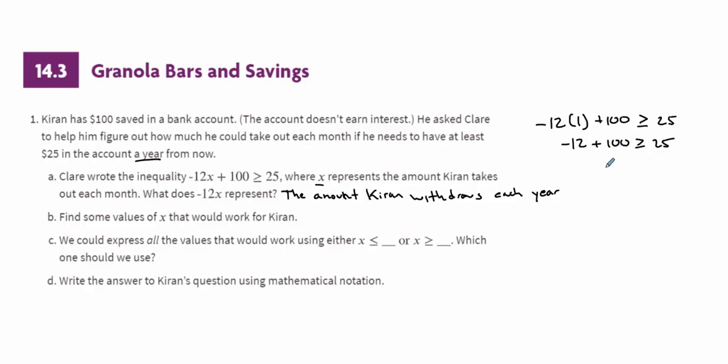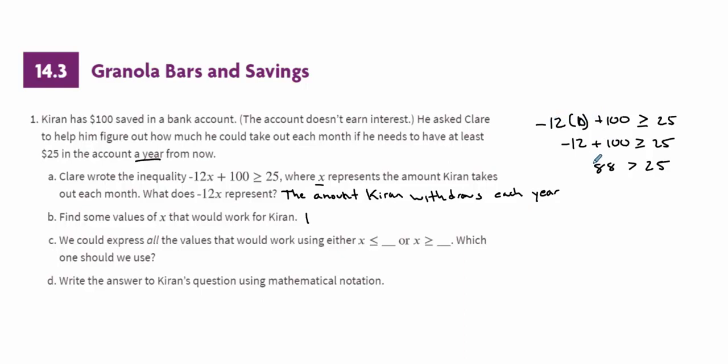Negative 12 plus 100 is $88, which is greater than 25. So that would work. $1 would work. What about $10? Would $10 work? If we put a 10 in here.